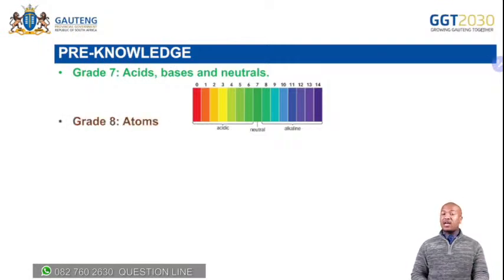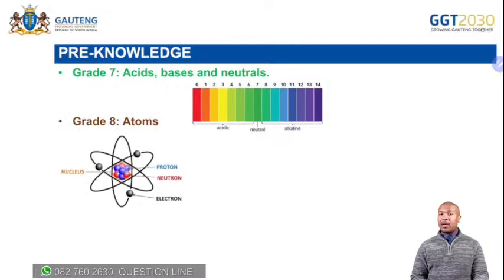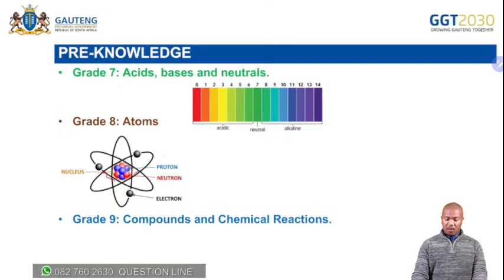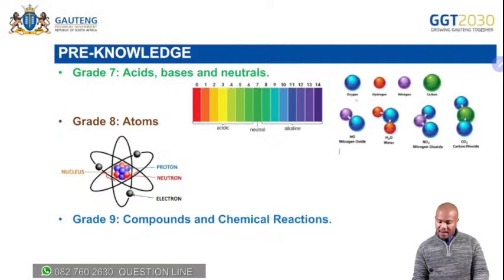We also talked about atoms in grade 8. We said an atom is made up of subatomic particles, which are protons, neutrons, and electrons. We said an atom looks something like this, and it is a building block of matter. We also talked about compounds and chemical reactions in grade 9, and we showed you elements and compounds. For example, for compounds, we have H2O, which is a molecule of water.